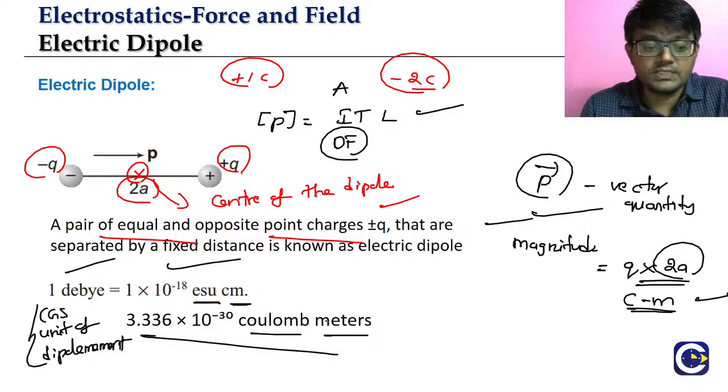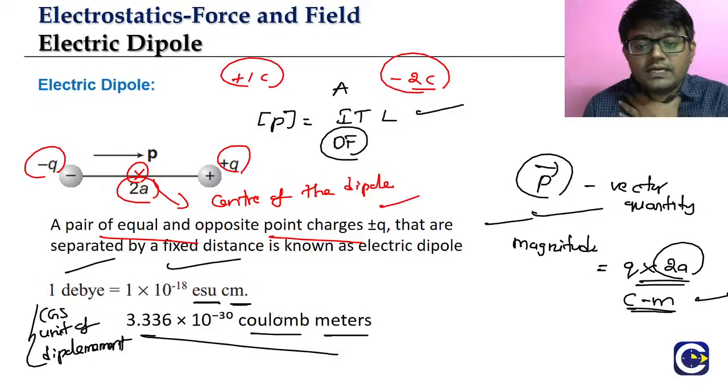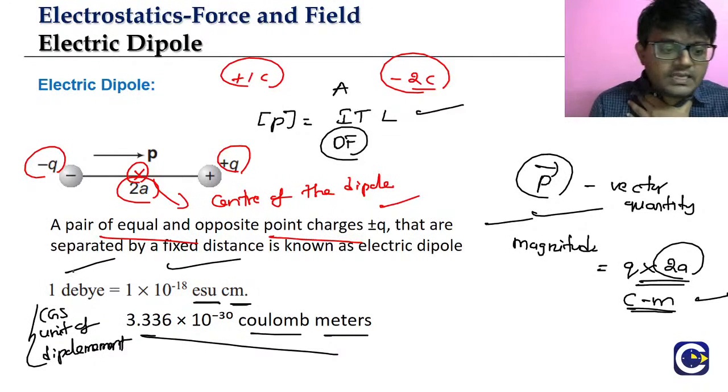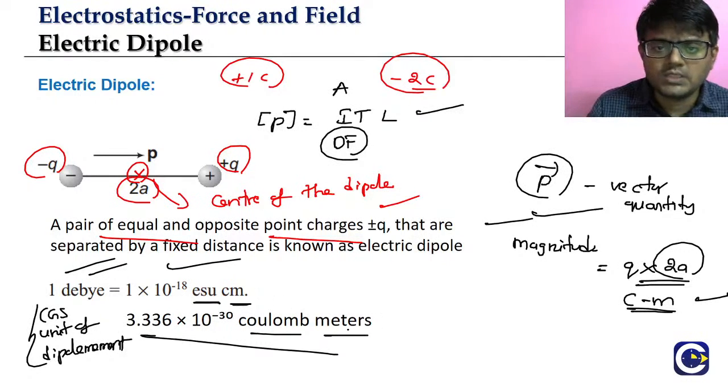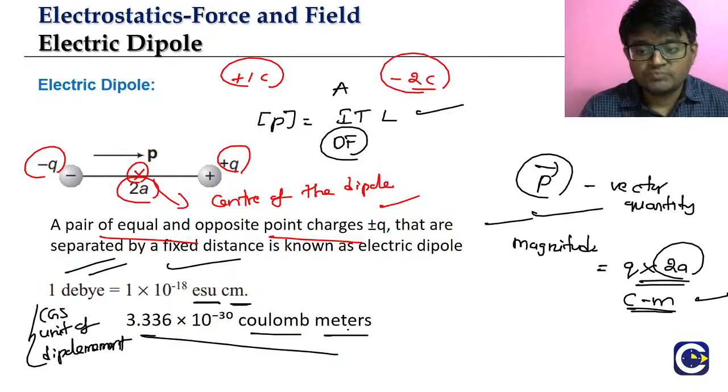Okay va? So this is about the CGS unit of the dipole moment, which is dBi. This is the chemistry you will be generally using. But physics we will normally tend to use what? SI unit. The SI unit is what? Coulomb into meter. Okay va?